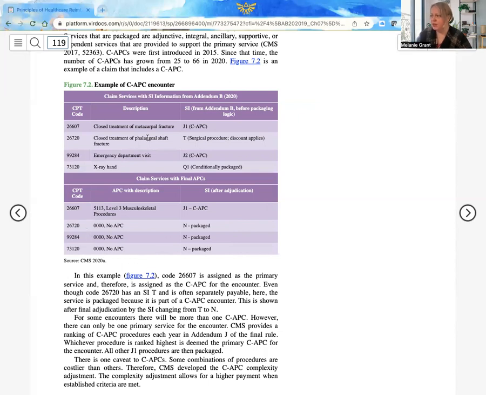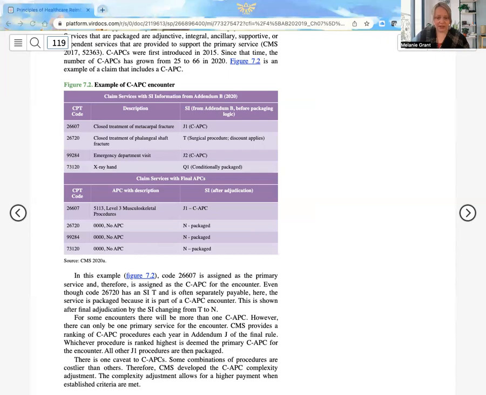And so even though the phalangeal shaft is separate, it's considered part of the original treatment because it's still part of the same fracture or the same hand break. The ER visit is also considered part of this visit, as is the x-ray of the hand, because it's a comprehensive service and we're trying to reduce additional services. So we get one full bundled service payment for this APC under J1-C APC.